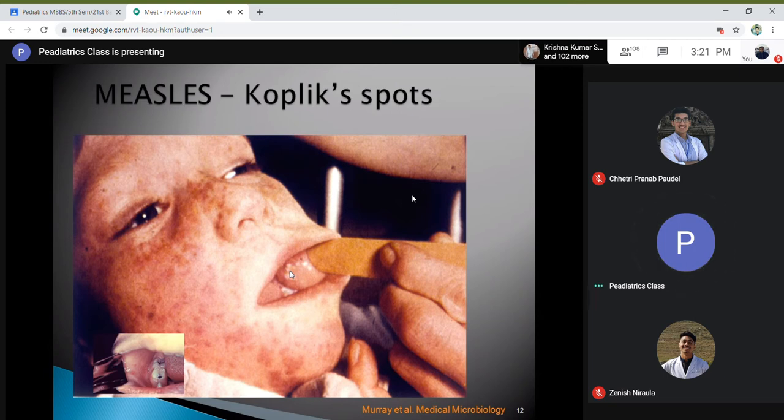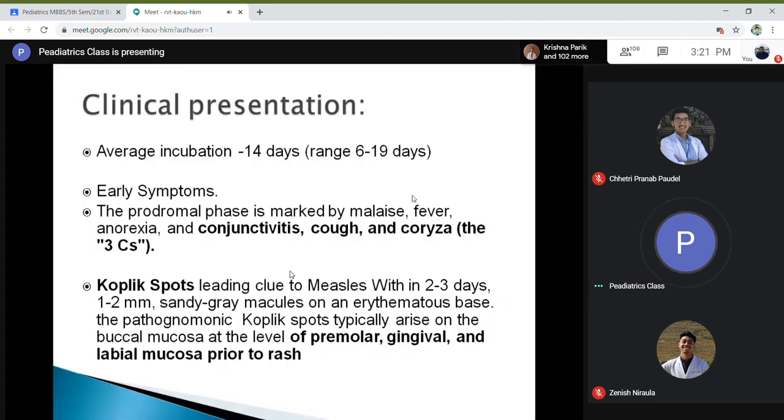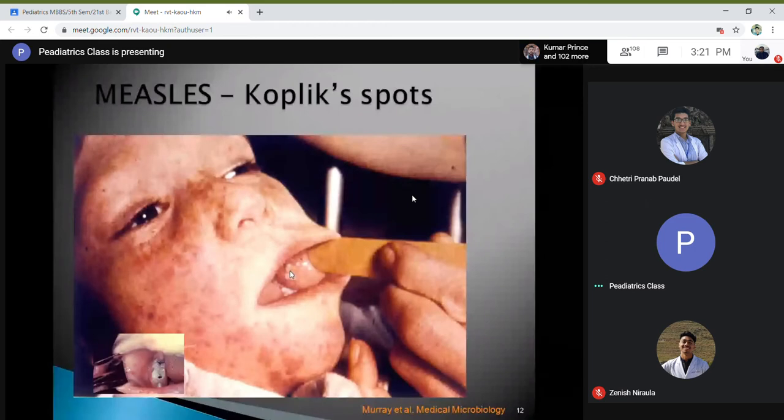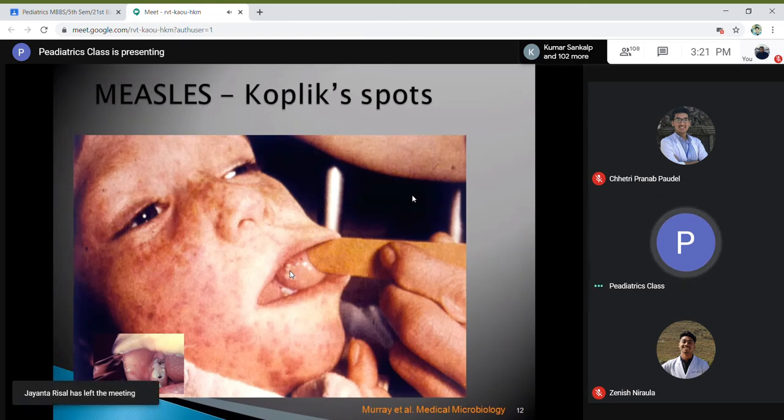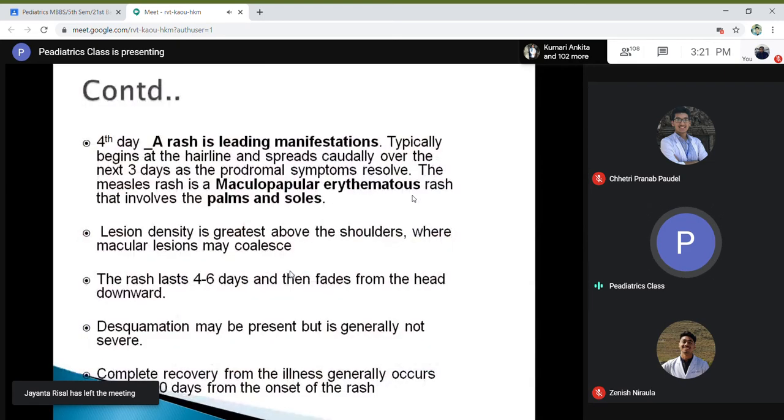So this is what I mean by Koplik spots, followed by the clinical picture of 2-3 days as they may present to you. And then on the fourth day the rash appears, which is typical. By the rash we can make sure that this is typical measles, as it is now the fourth day of the disease.